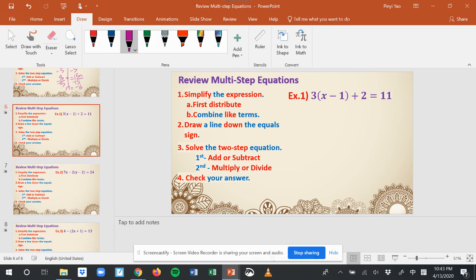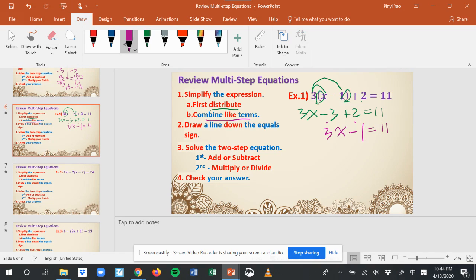Next example, now let's get into a question that has distribution and combining like terms. So first, we do see the parentheses, so that means we do need to distribute first. 3, draw the curves. Make sure you only distribute into whatever is inside the parentheses. 2 is not inside, so we don't distribute onto it. We got 3x plus 3 plus 2. Next, we are going to combine like terms. Negative 3 and the plus 2, they're both numbers, so they can be combined together. 3x minus 1 equals 11.